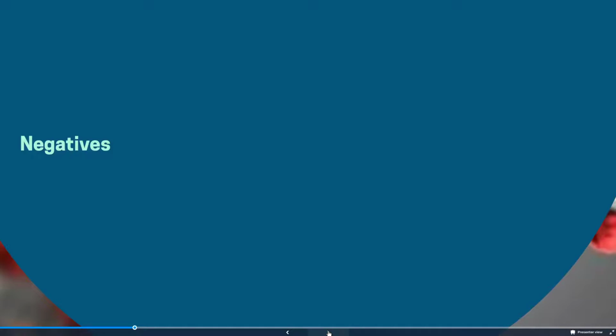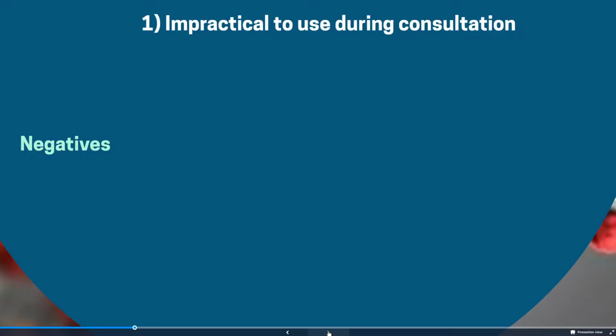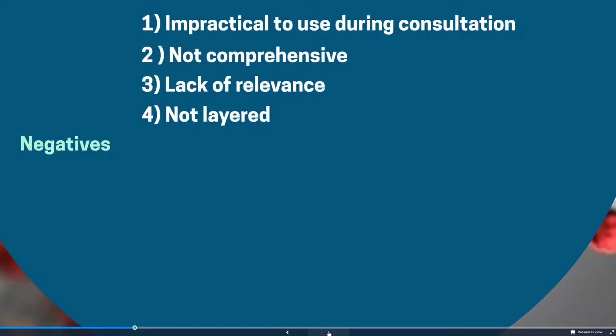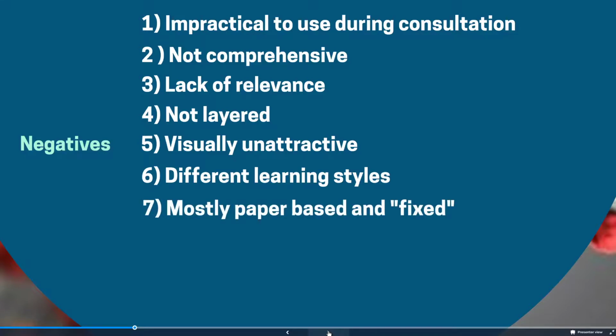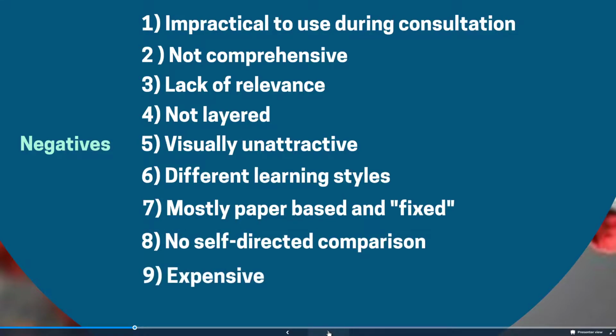So what are the negatives of the current decision aid? These are my views. They are impractical to use during routine consultation. They are not comprehensive. They lack relevance and present information without any layering. They could be visually unattractive and do not cater for different learning styles. Most of them are paper-based and have fixed choices to discuss. And generally, they do not allow self-directed comparison. And when self-directed comparison is actually introduced, then it becomes expensive due to the subscription requirement. More importantly, most of the popular and promoted PDAs are not locally developed and cater for the North American market.